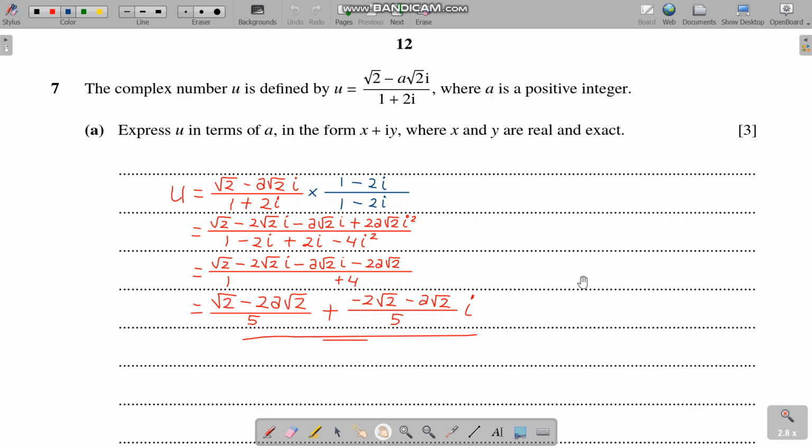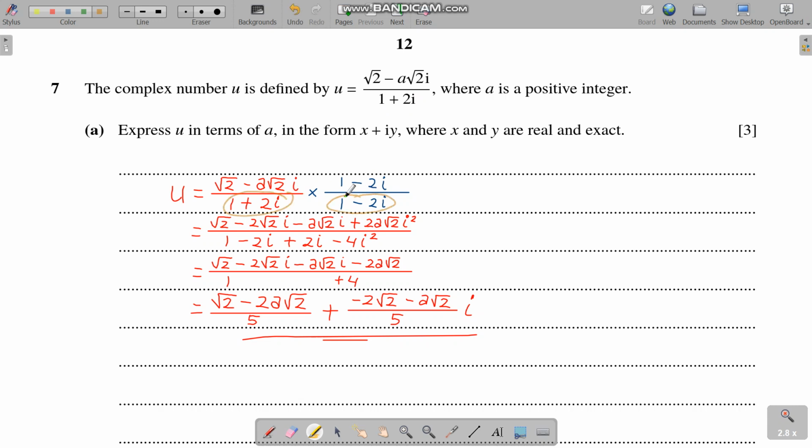The question is about complex numbers. The complex number u is defined by a fraction, where a must be positive, expressed in the form x plus iy. So we have to somehow get rid of i in the denominator. We do that by multiplying both parts of the fraction by the complex conjugate of the denominator.